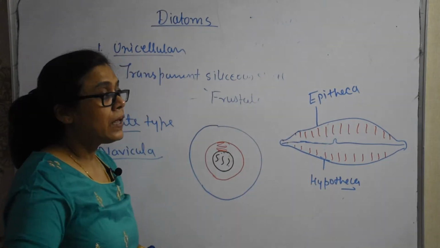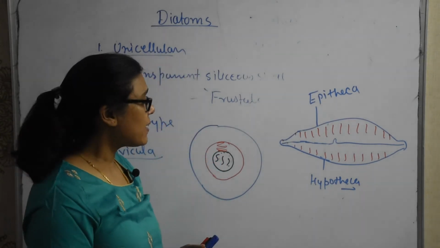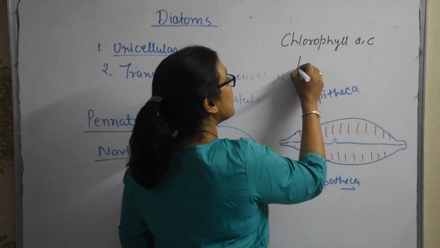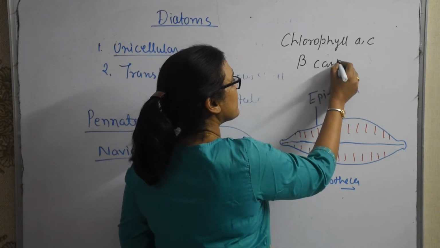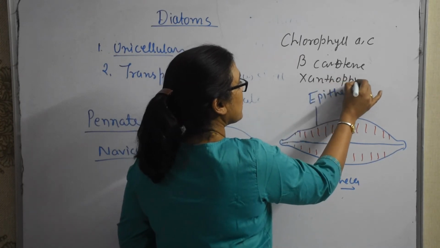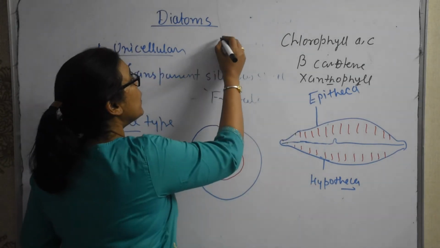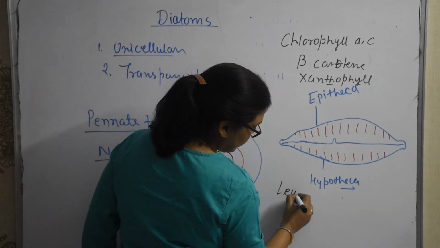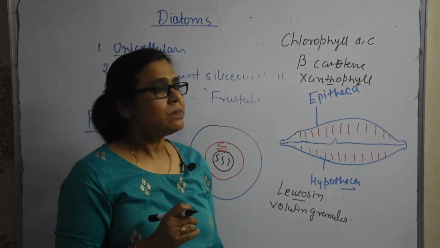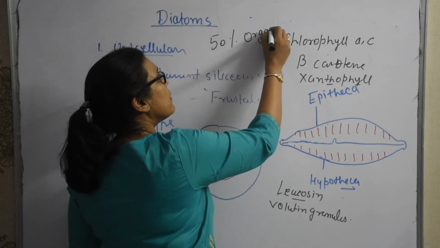Since it is a photosynthetic protist, photosynthetic pigments are present, and these pigments are chlorophyll A, E, beta carotene, and xanthophyll. Food is stored in the form of leucosin and volutin granules. Diatoms form 50% of the organic matter in the biosphere.